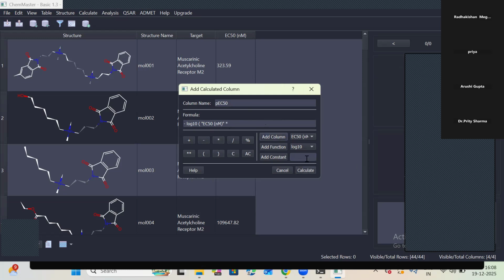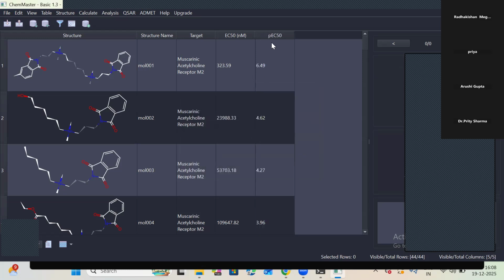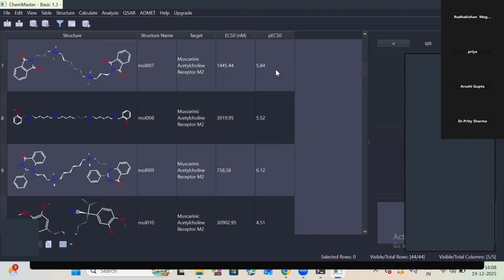multiply and add constant. Here the double star is available. Add constant. After that, the double star is available. This means the power symbol. After that, minus, and we want to add 9 and close the bracket. This is the formula which is used to convert EC50 value into PEC50 value. So click the calculate option. Now one column is available, that is PEC50 value.